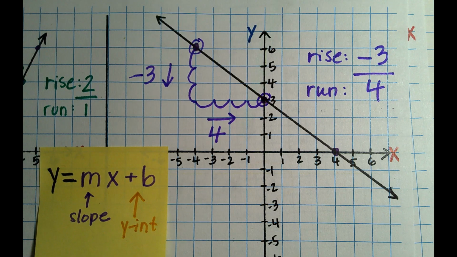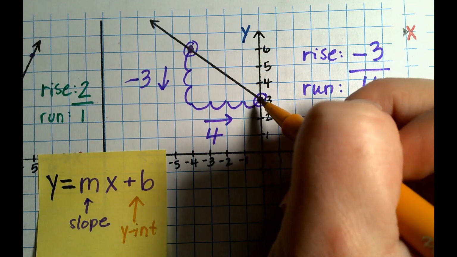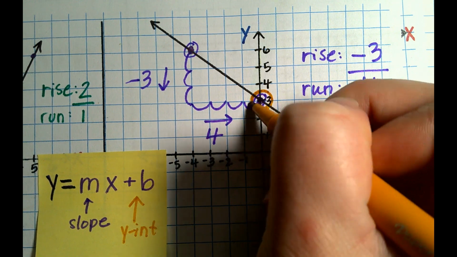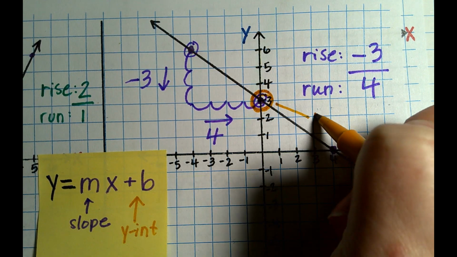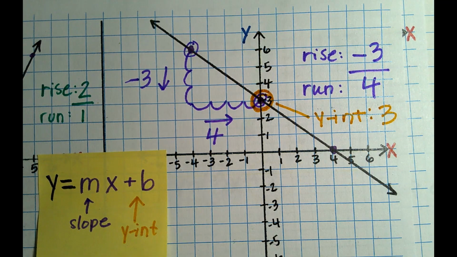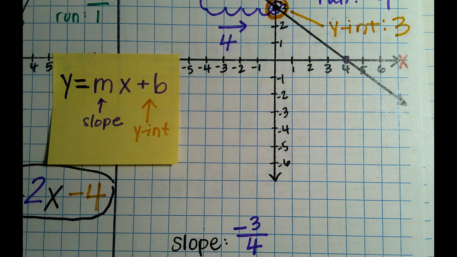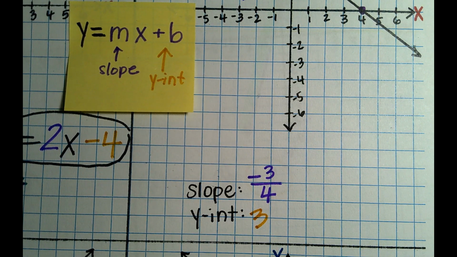And your y-intercept is going to be 4. Let's see. Where does it touch? Where does my line? Oh, 3. Aha. Our line is touching the y-axis at 3. So our y-intercept is 3. So there we go. We've got them both written down.